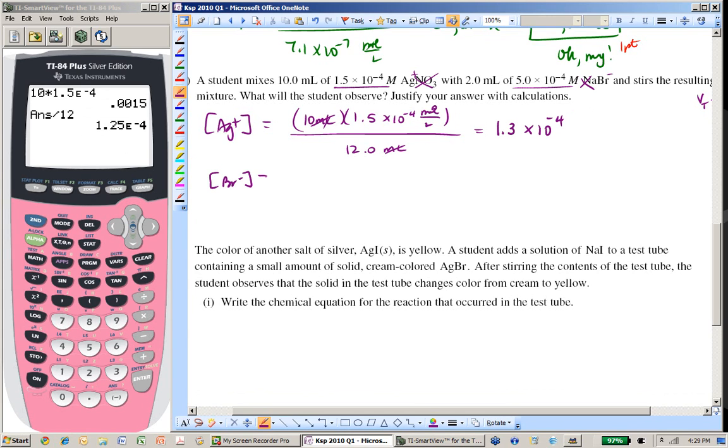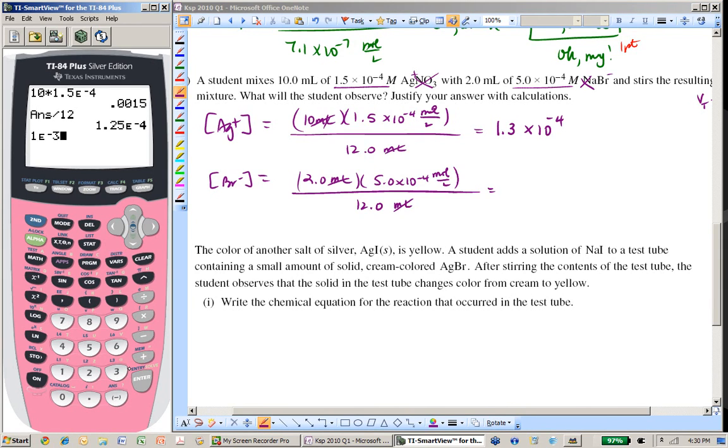Concentration of Br- is equal to 2 milliliters times 5.0 times 10 to the minus 4. You do recognize this hopefully as M1V1 equals M2V2, where if I'm solving for concentration, I'm solving for M2. Milliliters cancel. I get a molarity. So 2 times 5 times 10 to the minus 4 is 10 times 10 to the minus 4, which is 1 times 10 to the minus 3. Did that in my head that time. Divided by 12. Watch it be wrong. But it's not. 8.3 times 10 to the minus 5. She wins one every once in a while.